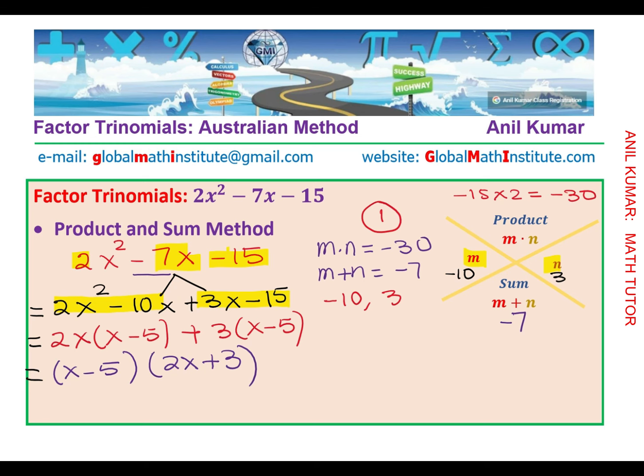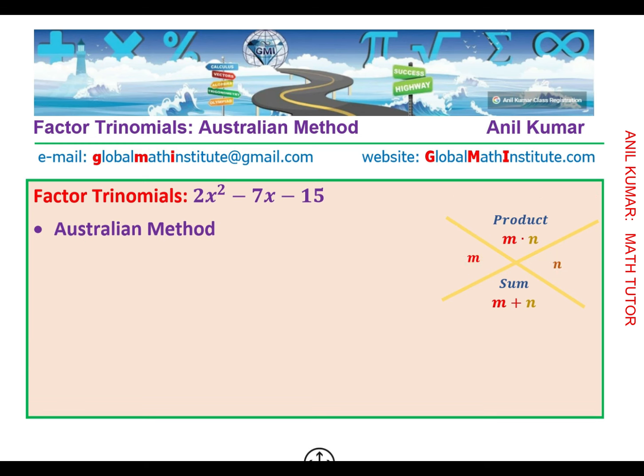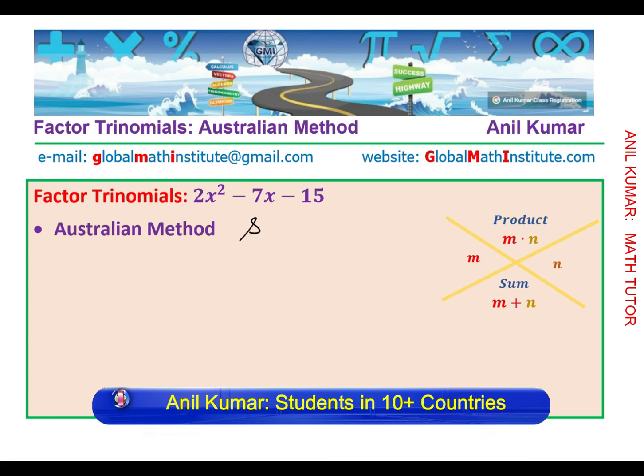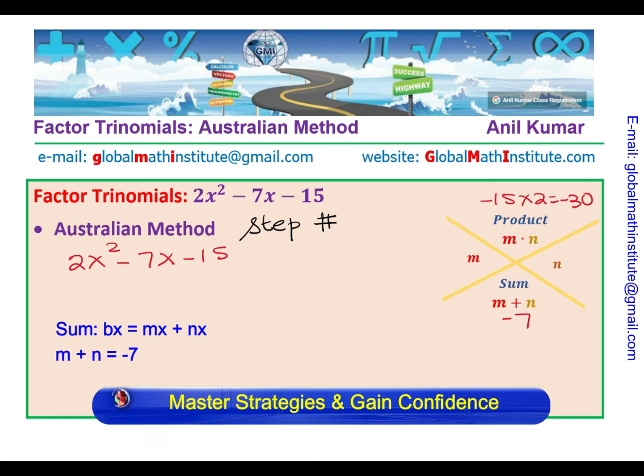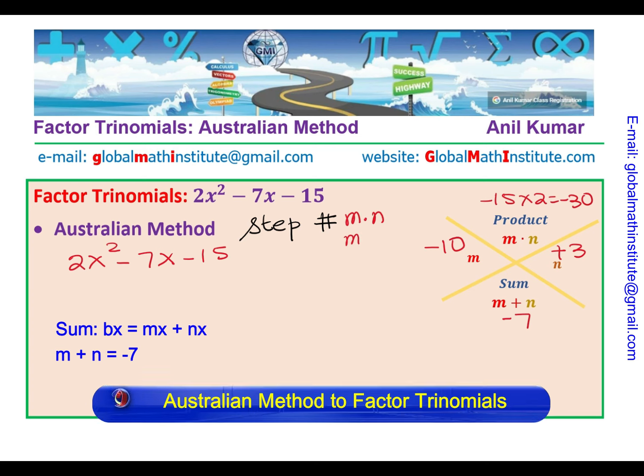Now let us look into the Australian method to do the same thing. As I said, step 1 is the same: to find the sum and product. Let me rewrite the question once again. We'll do the same question, 2x squared minus 7x minus 15. The product is minus 30, since minus 15 times 2 is minus 30, the sum is minus 7, and we found that m and n are minus 10 and plus 3. So we get the same step 1, which is finding the product and the sum, correct?